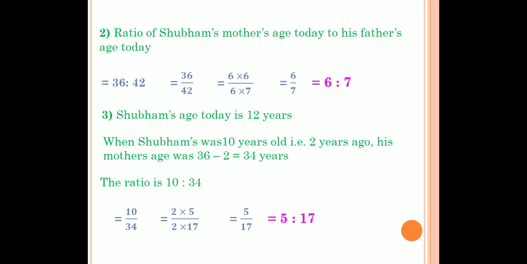Then I hope the sum is clear. We have to find out step by step. After we find out all the 3 ages together, then we have to follow each step and that is how we find out the ratio.